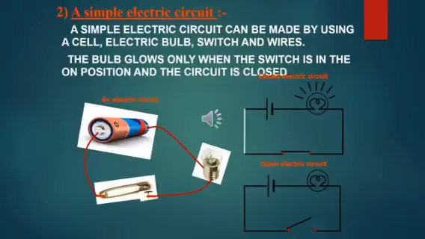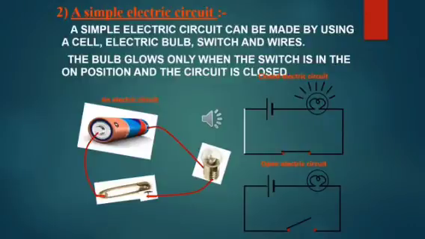Now let us understand what electrical circuits are. An electrical circuit, how will you define it? It is a continuous conducting path consisting of wires, bulbs, switches, etc. between the two terminals of a cell or a battery, along which an electric current flows, and it is known as an electric circuit.